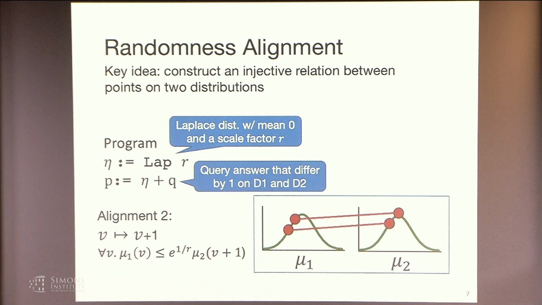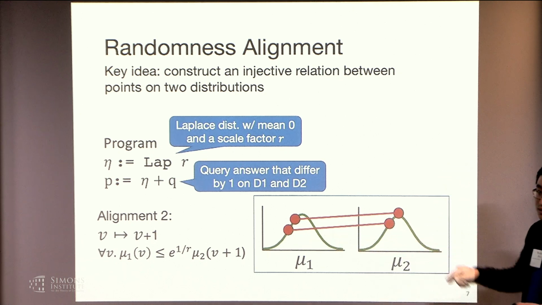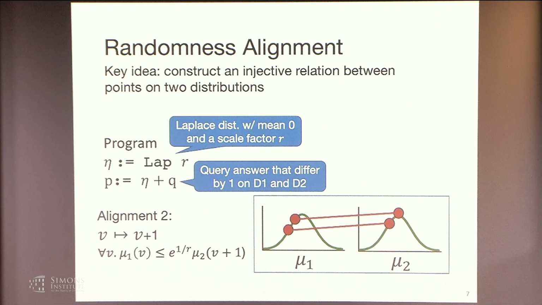To make it more interesting, let's add some private data, say q, which by definition differs by exactly 1 on d1 and d2. So q can be different. How can you release some p which depends on q? The idea is that we can change the map a little bit. Instead of the identity function, we can map a v to v plus 1 in the second distribution. When you add error to q, both differ by 1 in the opposite direction, so the difference will cancel out.